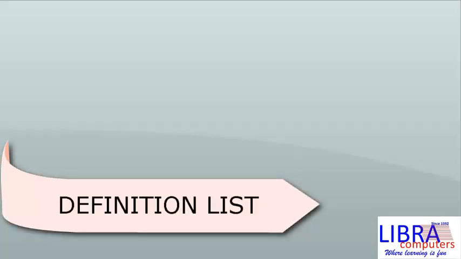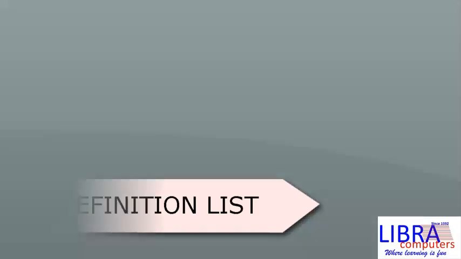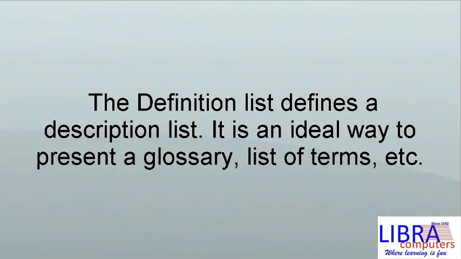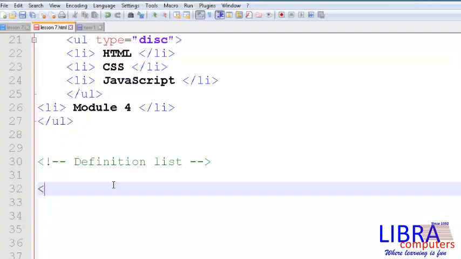Next, we will understand what is definition list. The definition list defines a description list. It is an ideal way to present a glossary, list of terms, etc. Definition list consists of three different tags.